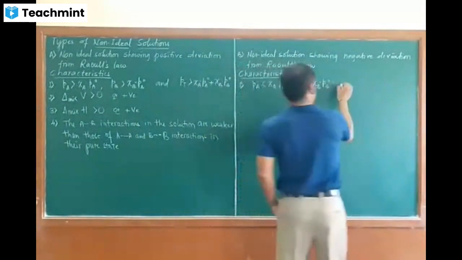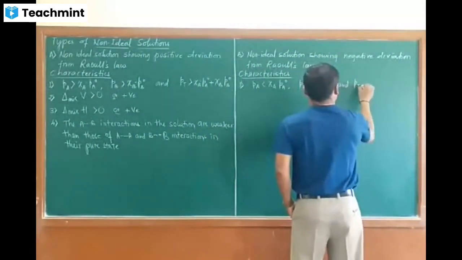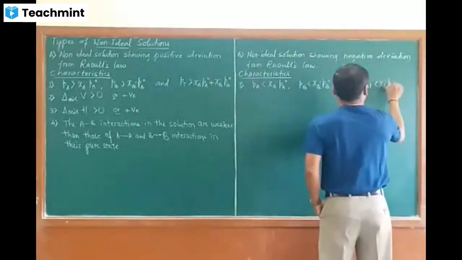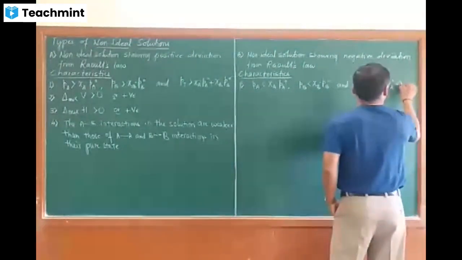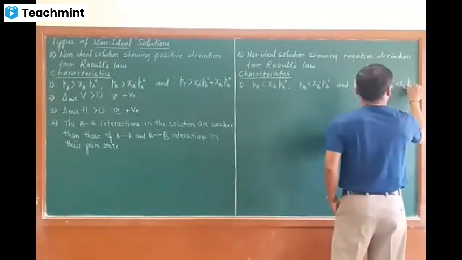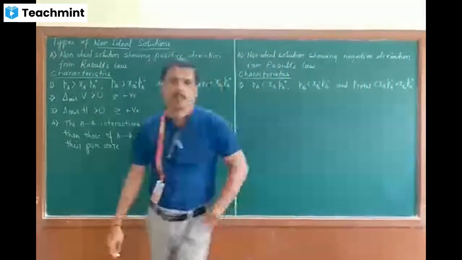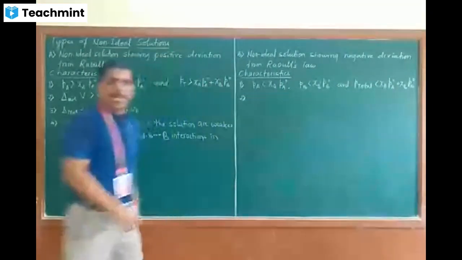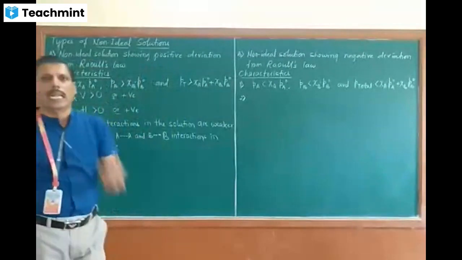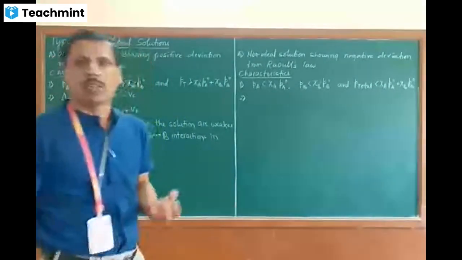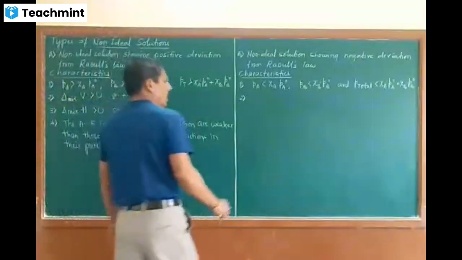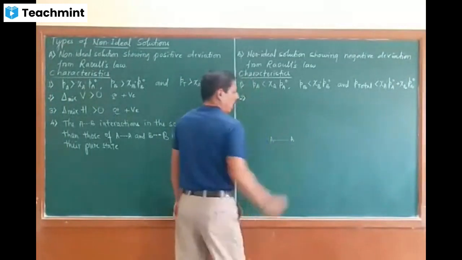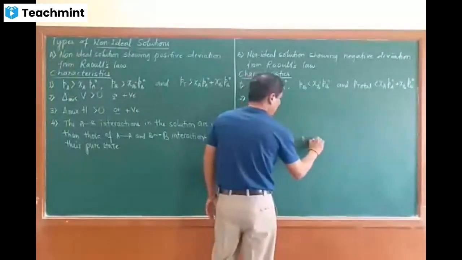And P total is less than Ka into PA naught plus Ka B into PB naught. See, when this happens, once again, let us look into interactions in the solution and interactions in the pure state. So, AA interactions, BB interactions in the pure state.